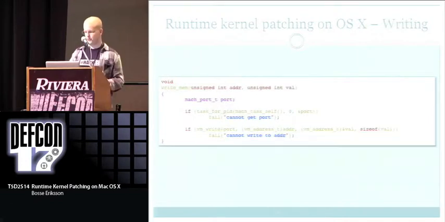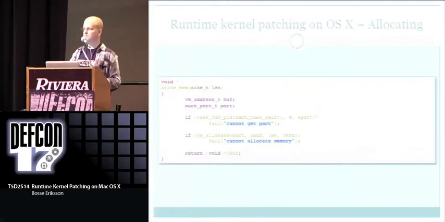Here's the same function, but for writing kernel memory. Same thing: task_for_pid, vm_write, and you're good to go. Also for allocating, it's just a one-line change.